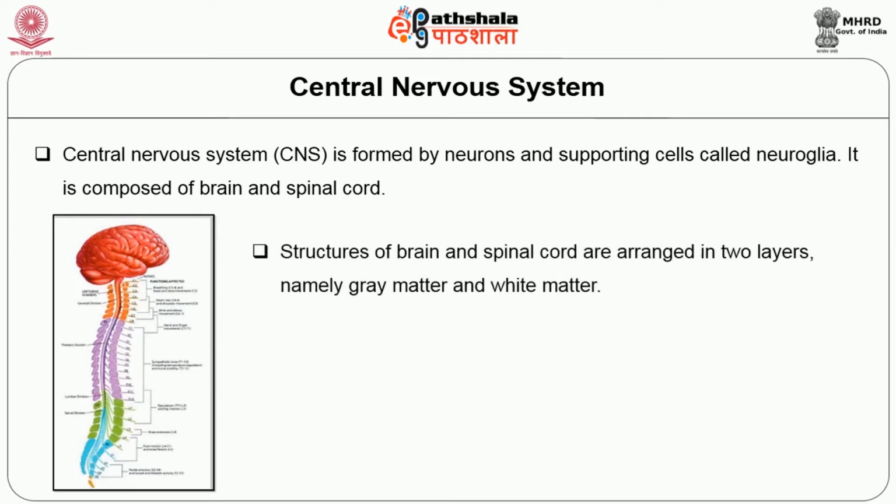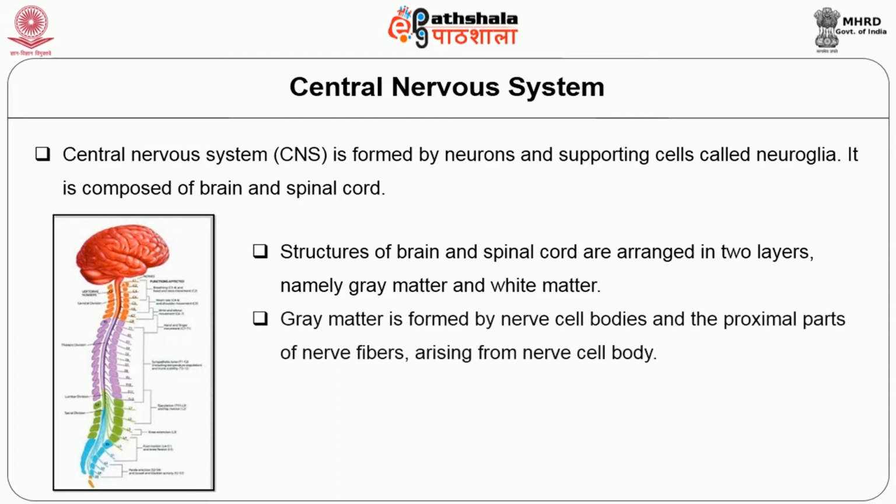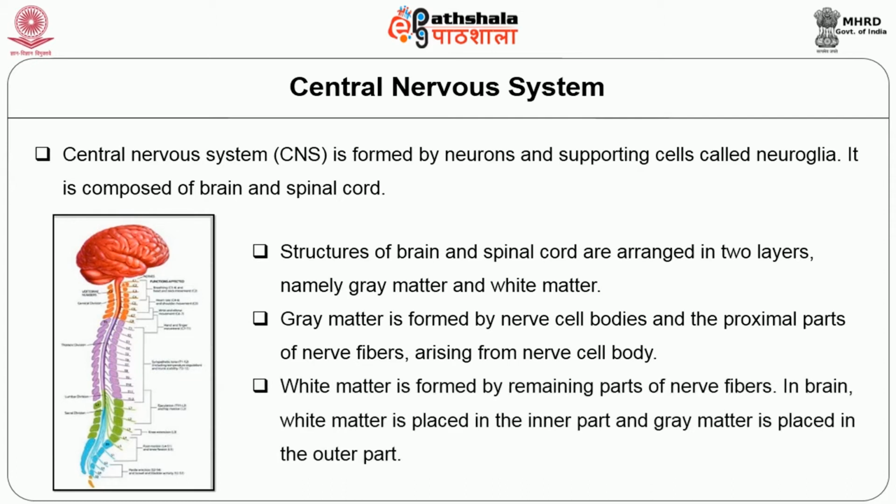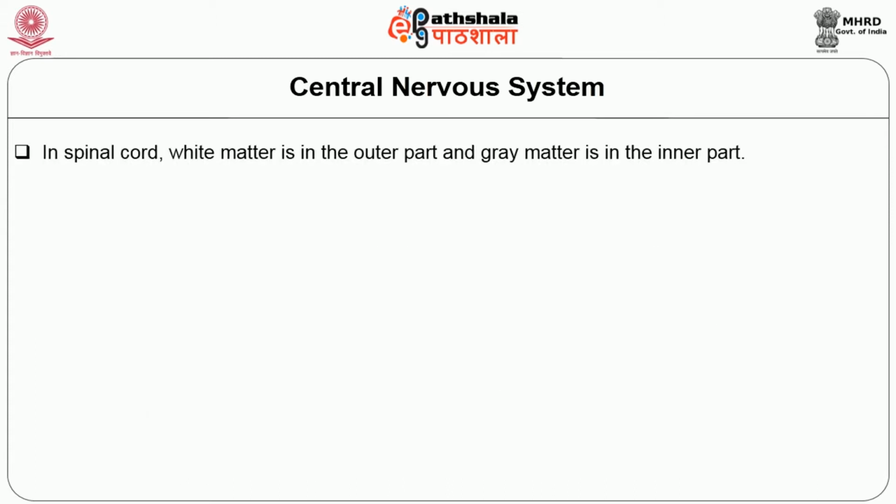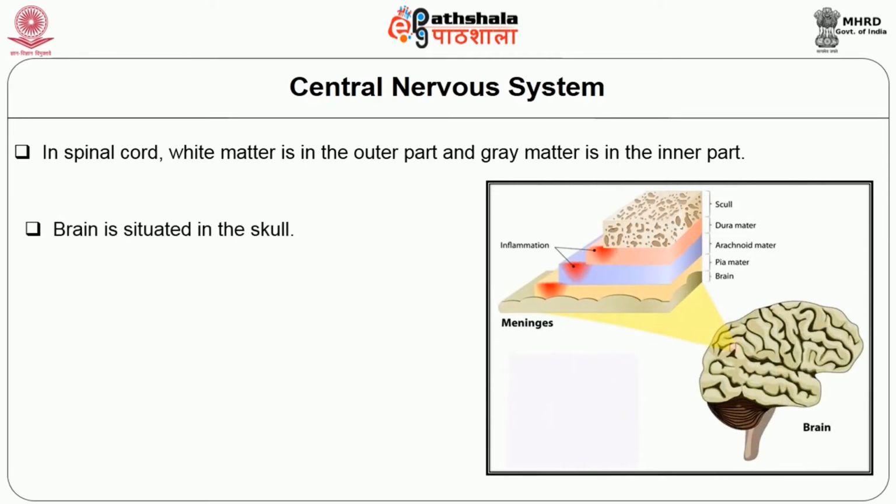The structures of brain and spinal cord are arranged in 2 layers, namely grey matter and white matter. Grey matter is formed by nerve cell bodies and the proximal parts of the nerve fibers arising from the nerve cell body. White matter is formed by the remaining parts of nerve fibers. In brain, the white matter is placed in inner part and grey matter is placed in outer part. In spinal cord, the white matter is in the outer part and the grey matter is in the inner part, vice versa.